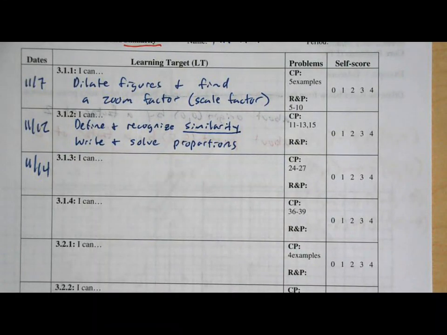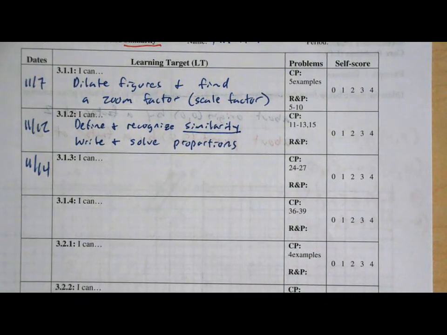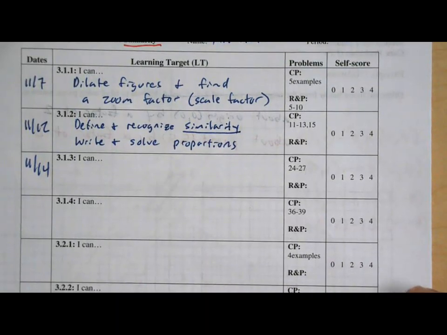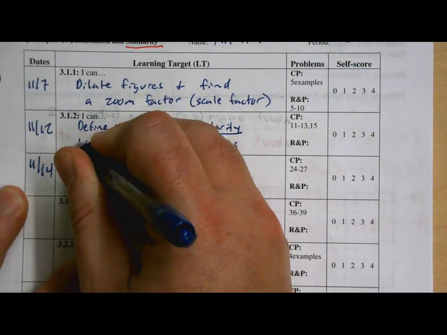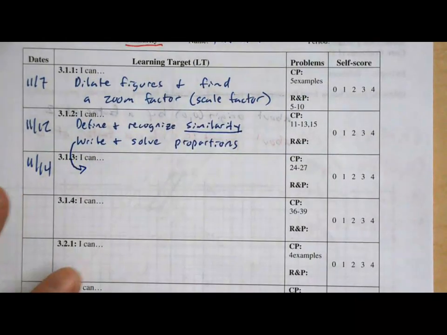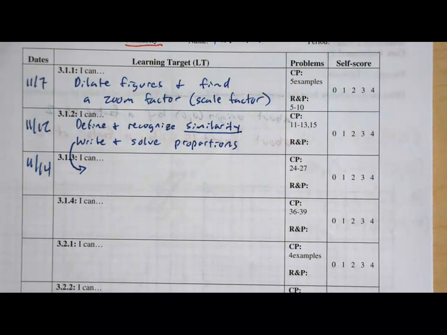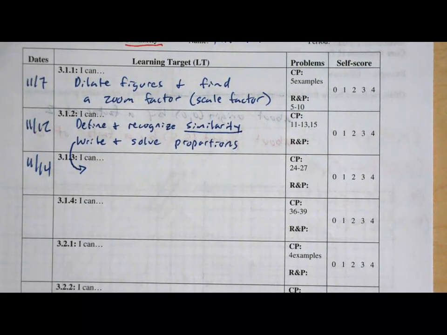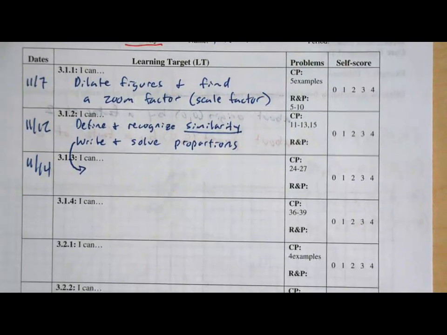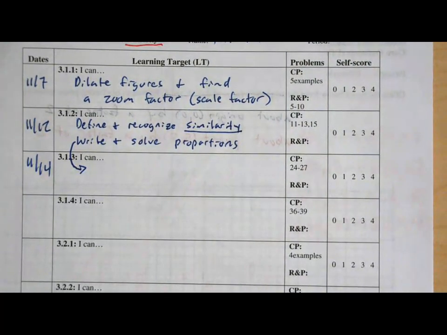All right, today we are going to tackle 3.1.3. A couple key learning targets. One of them is going to be just a repeat from what we did on Tuesday. So I'm going to get a little lazy and just draw an arrow there. We don't need to write that out twice. So one of our key learning targets, again, is going to be to write and solve proportions.